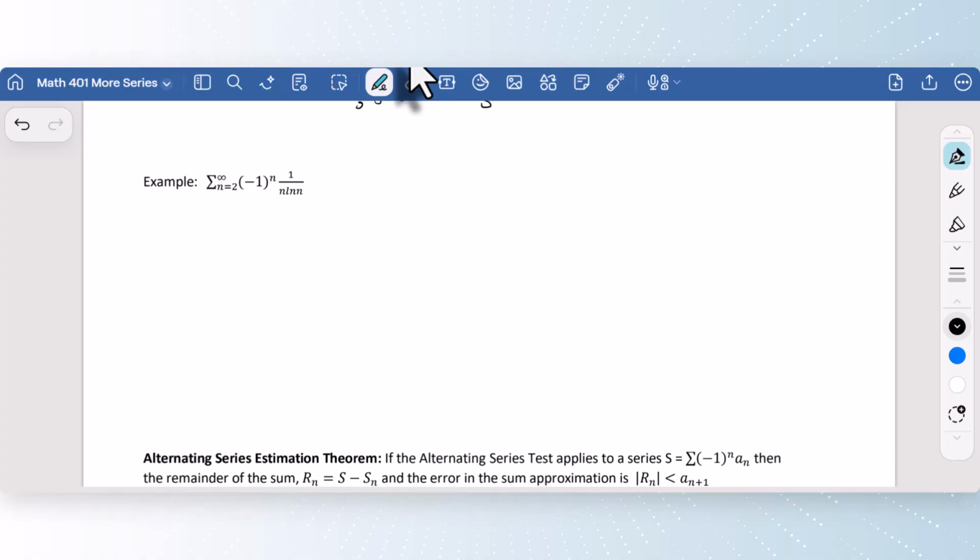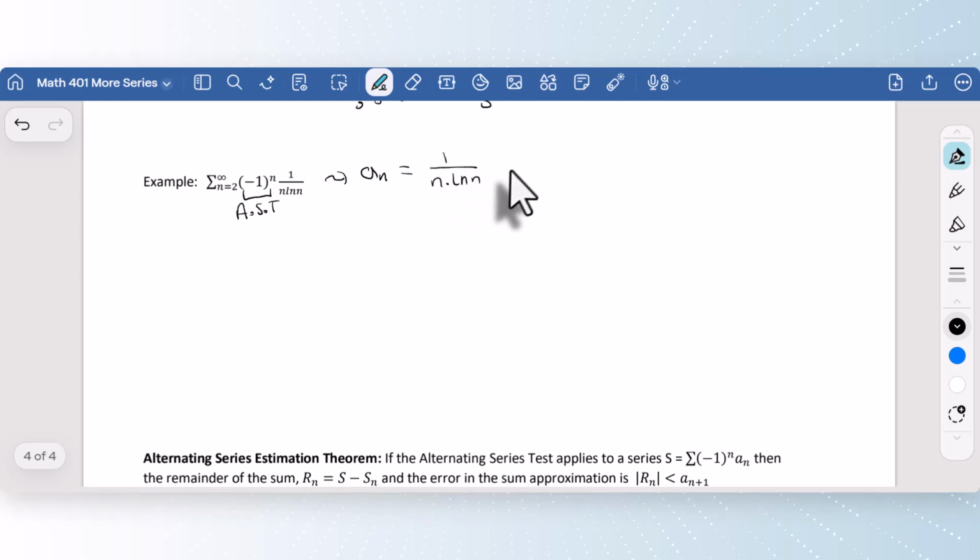Okay, so the -1 tells me this is alternating, so I can use the alternating series test. What's our a sub n in this case? A sub n is the thing without the negative. So once you notice that it has a negative, great. That's just what tells me I can use the alternating series test. After that, you can kind of forget it. So a sub n is 1 over n times ln of n.